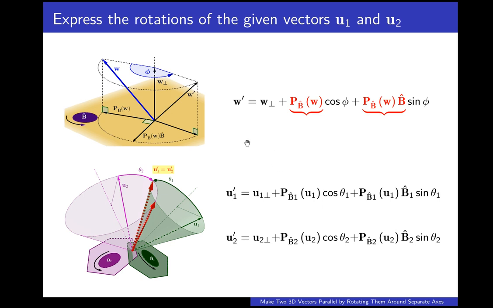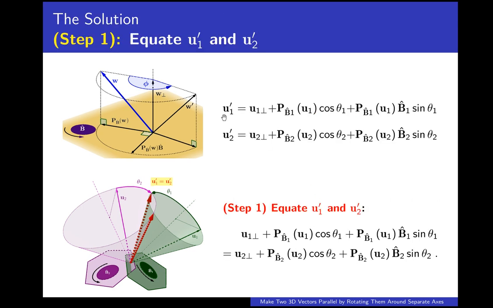So our first step is to express the rotations of our two given vectors, u1 and u2, according to this transformation. And I've presented the previous figure just for reference. So you can read these yourselves if you want to stop the video for a moment, but I'll just continue on here. Step 1 then, here are the results from the previous slide. Step 1 is to equate these two things.